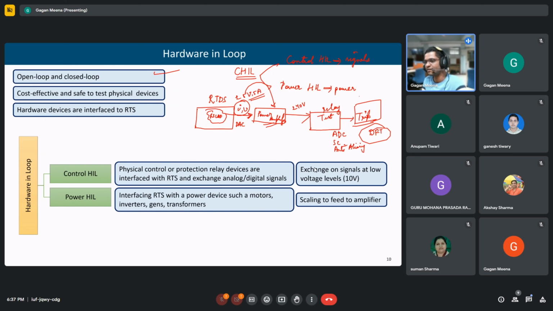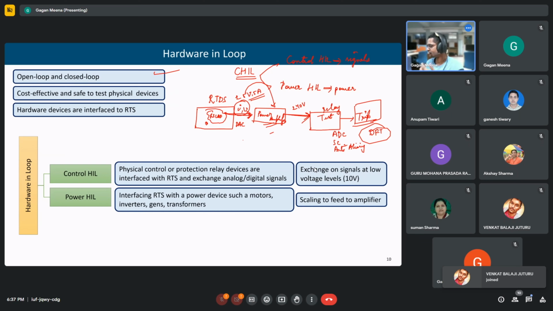Suppose we want to install a relay in the existing transmission system, or let's say distribution system only, then we can model the distribution system here, take output from the particular bus where we want to install that relay, then pass it to the power amplifier and give the output to that relay which we want to test. And then we can observe whether it is functioning as per the desired requirement. So this is an example of an open loop system.